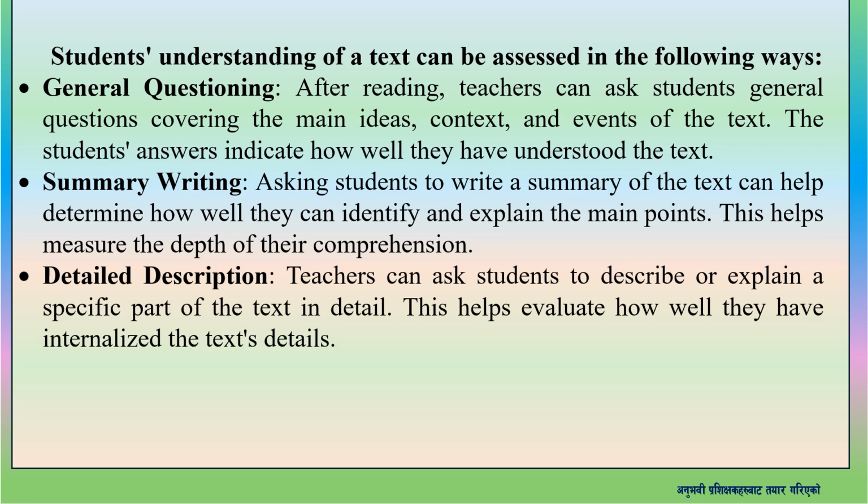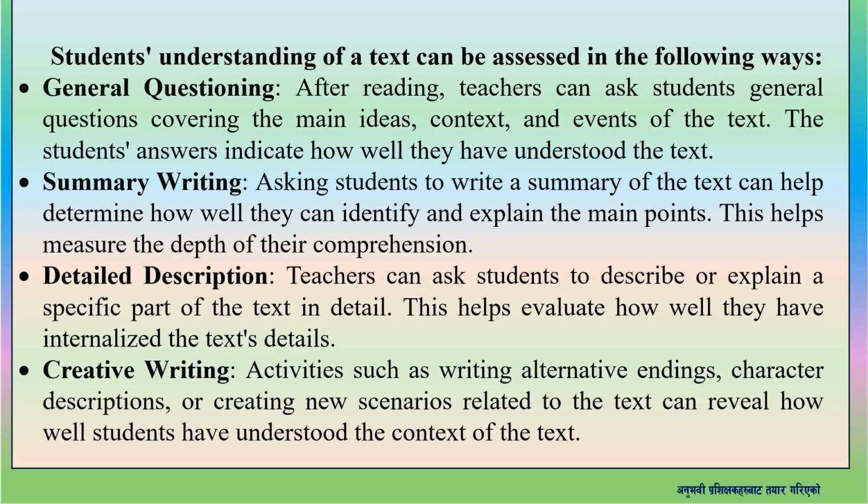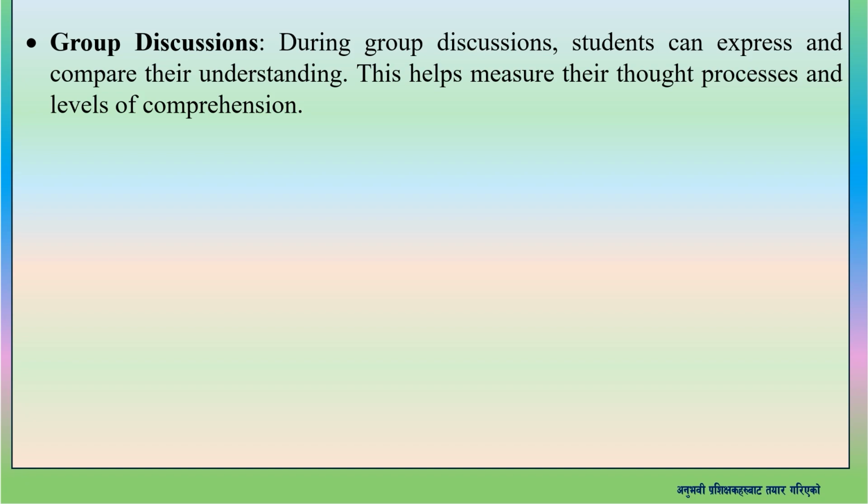Detailed description. Teachers can ask students to describe or explain a specific part of the text in detail. This helps evaluate how well they have internalized and understood the text details. Creative writing. Activities such as writing alternative endings, character descriptions, and new scenarios related to the text can help students to reveal how well they have understood the context of the text, and also it can enhance their creativity. The next one is group discussions. During group discussions, students can express and compare their understanding with each other. This helps measure their thought processes and level of comprehension while also giving feedback to each other.